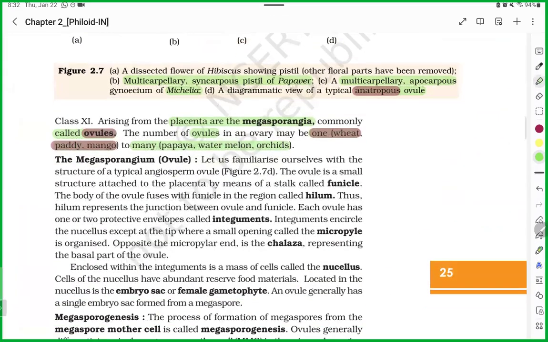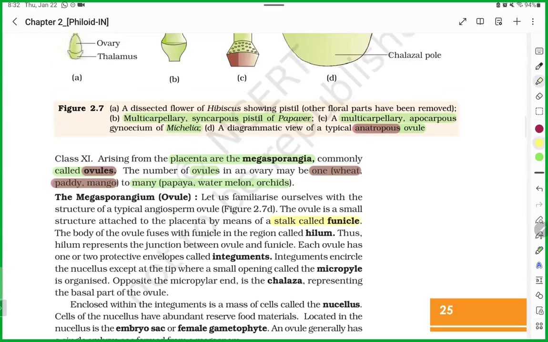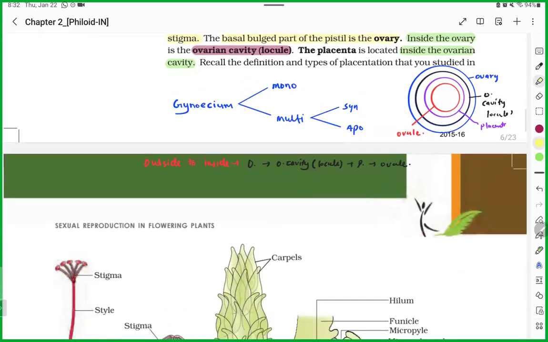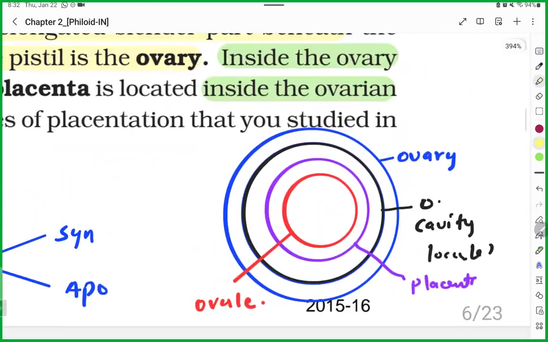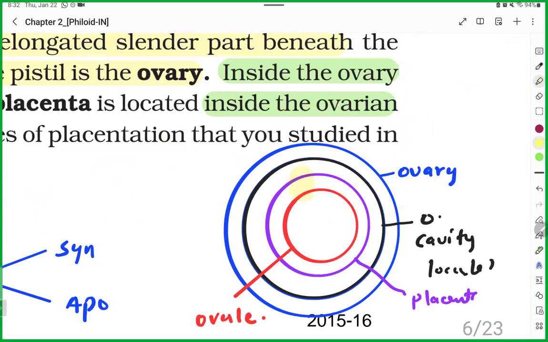Then the megasporangium is also known as ovule, and the ovule is a structure attached to the placenta by means of a stalk known as the funicle. You can do this here also in this diagram. The ovule is attached to the placenta with the help of a stalk that attaches both of them. This stalk name is funicle. You will do it in the anatropous ovule, but you should know how to correlate here.